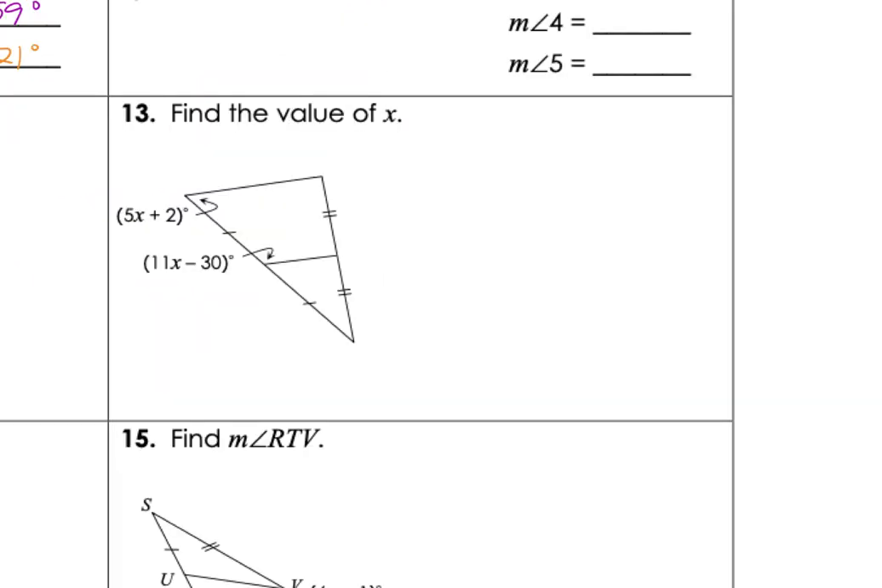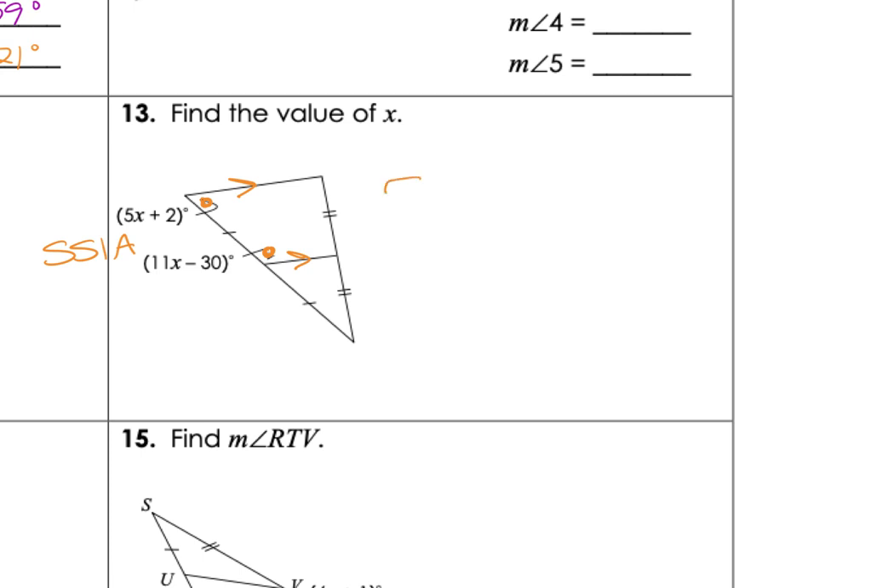Find the value of x. All right, tell me what you did. Did you set them equal to each other? Oh, good. Don't do that. These are parallel, which makes these what kind of angles? Same side interiors, right? What do you do with same side interiors? You don't set them equal. You add them and then you set them to 180.